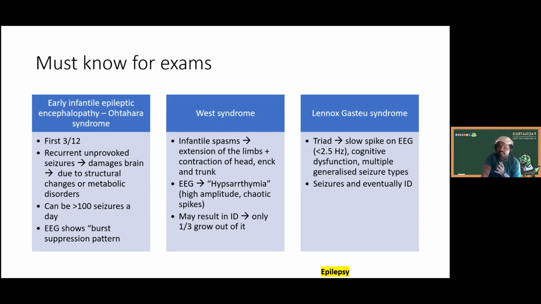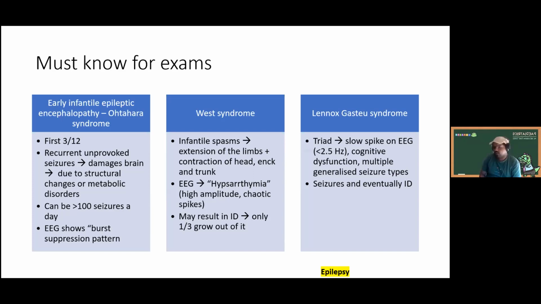Then you have things like West syndrome, which is your infantile spasms, and they get extensions of the limbs. On EEG, you get something called hypsarrhythmia, which is your high amplitude chaotic spikes, and we'll see that soon. And it can result in intellectual disability, because only really 33% of children will grow out of it.